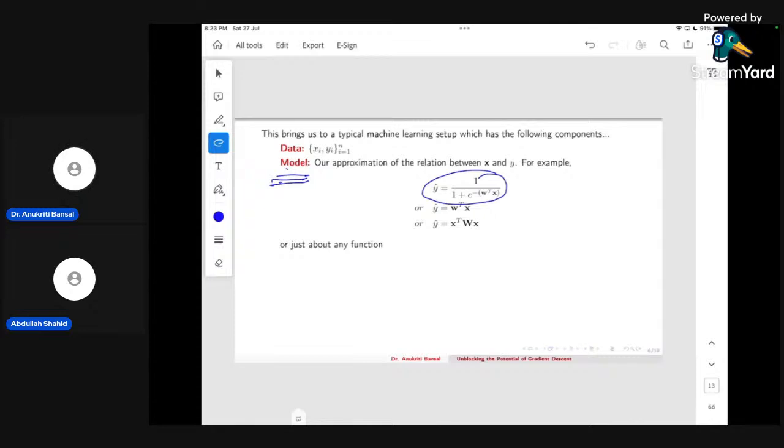This is logistic regression, the linear regression, and this, or any other function of your choice. So this is about data, this is about model, and then in all the above cases, we have W, which needs to be learned from the data. Okay.